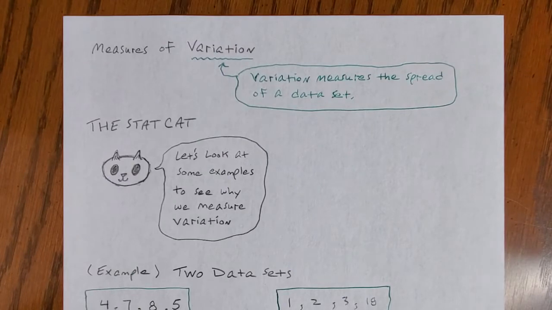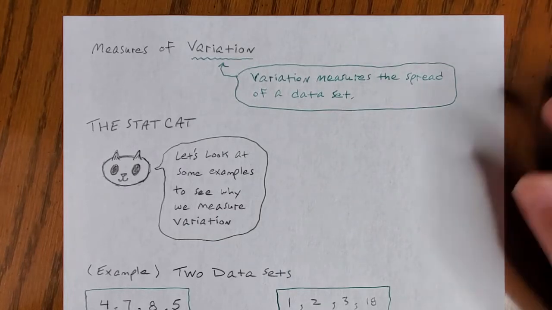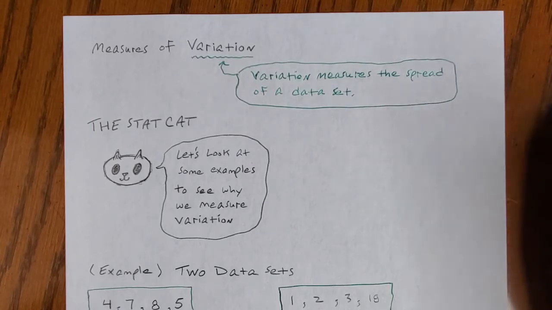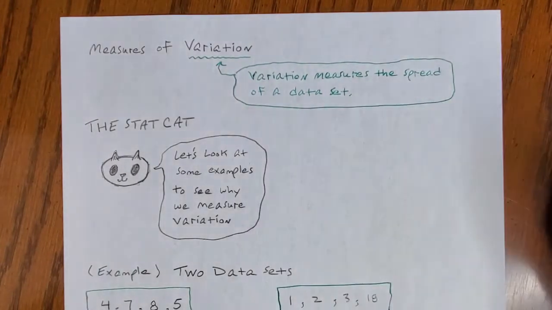It can tell you the center or middle of the data set, where the data is, where it's located. Those are different ways that you can think about the mean. But we have to measure something else called variation. Variation measures how spread out the data is.